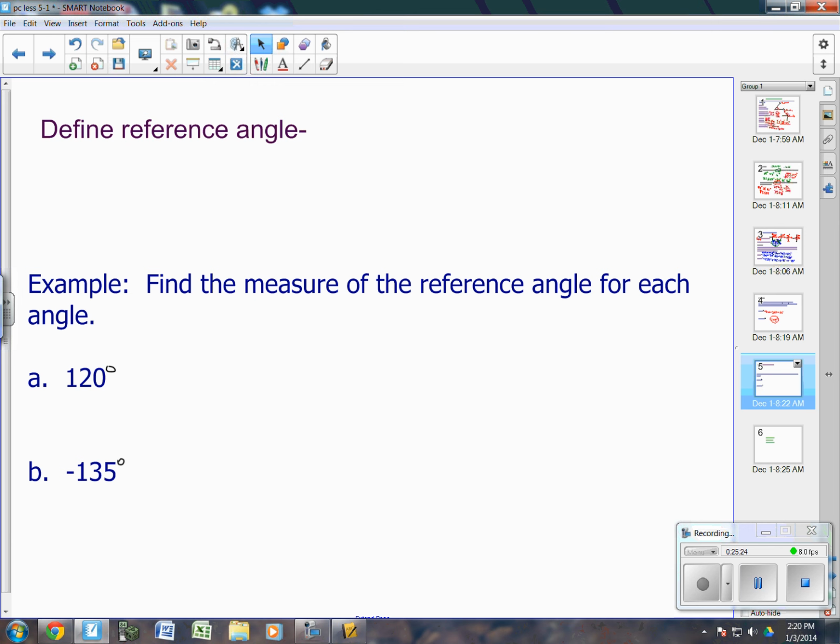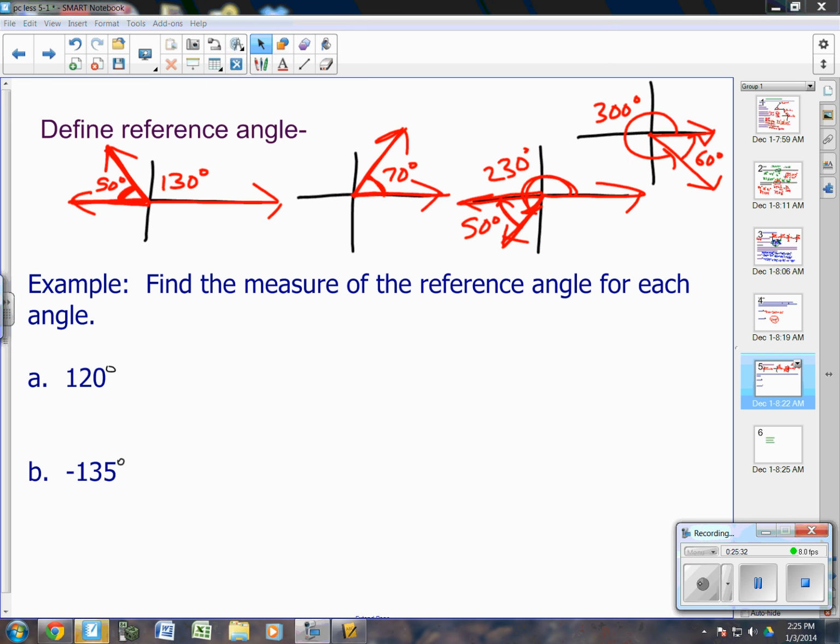Okay. Define reference angle. I want you to go to your book. I want you to read the definition first, and then I'm going to tell you what it is. If you're at home, look this up in your book. Okay. Reference angle. So find A and B. Find the measure of the reference angle for a 120 degree angle.